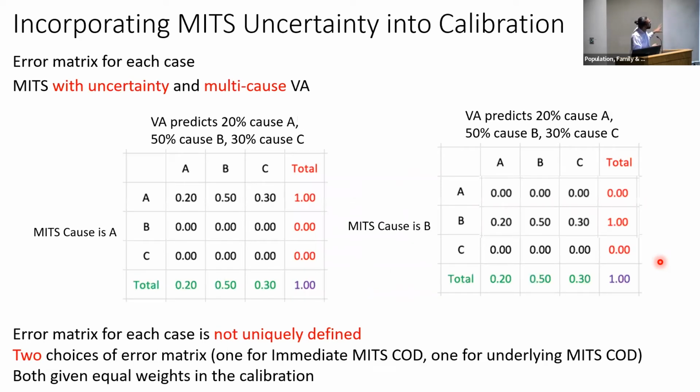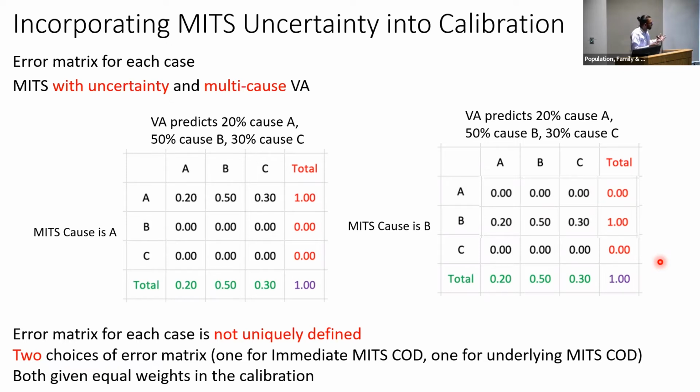Now we come to the more statistically interesting setup where the MITS also has uncertainty and the VA is also multi-cause. And say maybe the MITS cause is either A or B. So we now have two scenarios. If the MITS cause is A, this is going to be the contribution of that case to the error matrix, where the Ath row will be non-zero. If the MITS cause is B, then this is going to be the contribution to the error matrix. So the Bth row is non-zero, and the model basically accounts for both of these, and gives them equal weight.